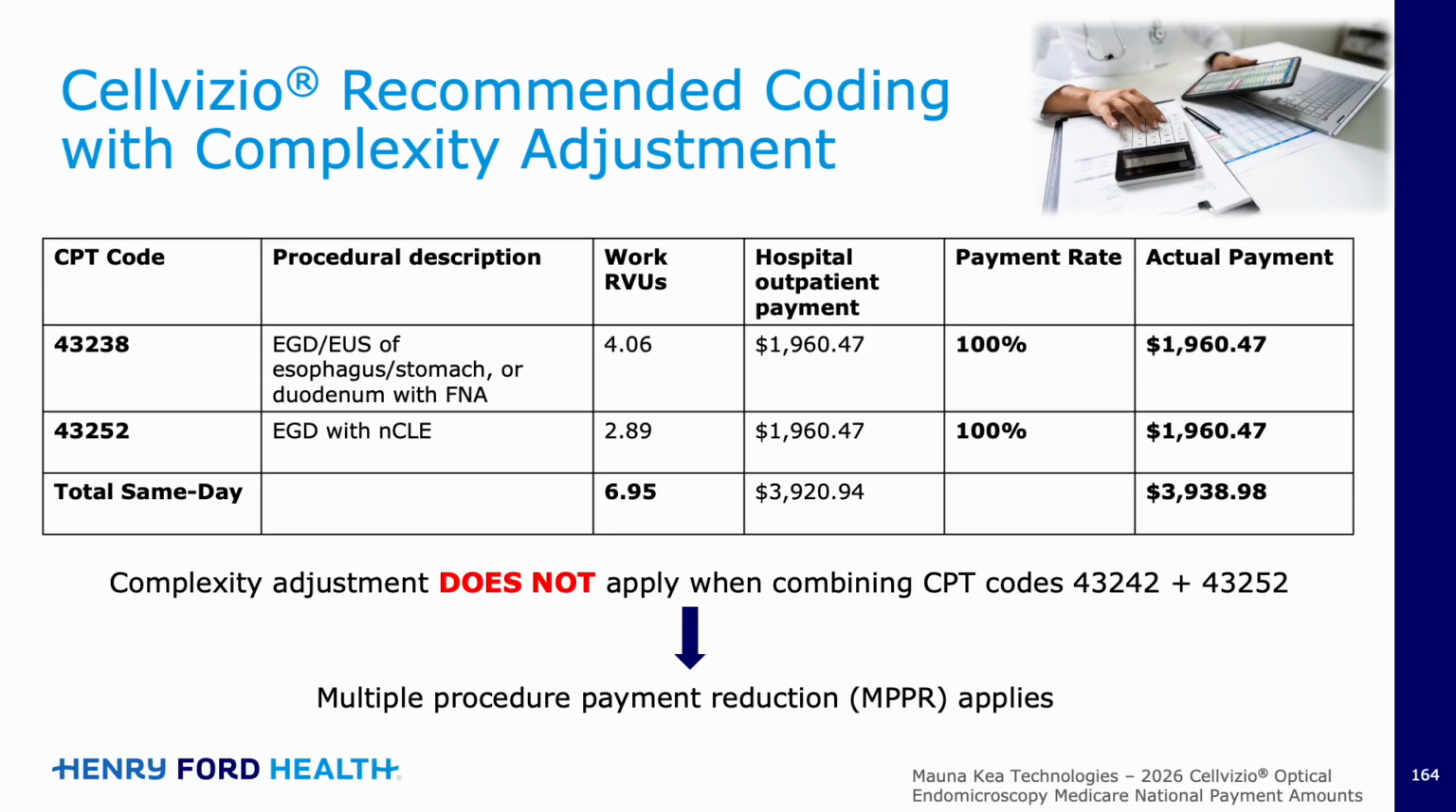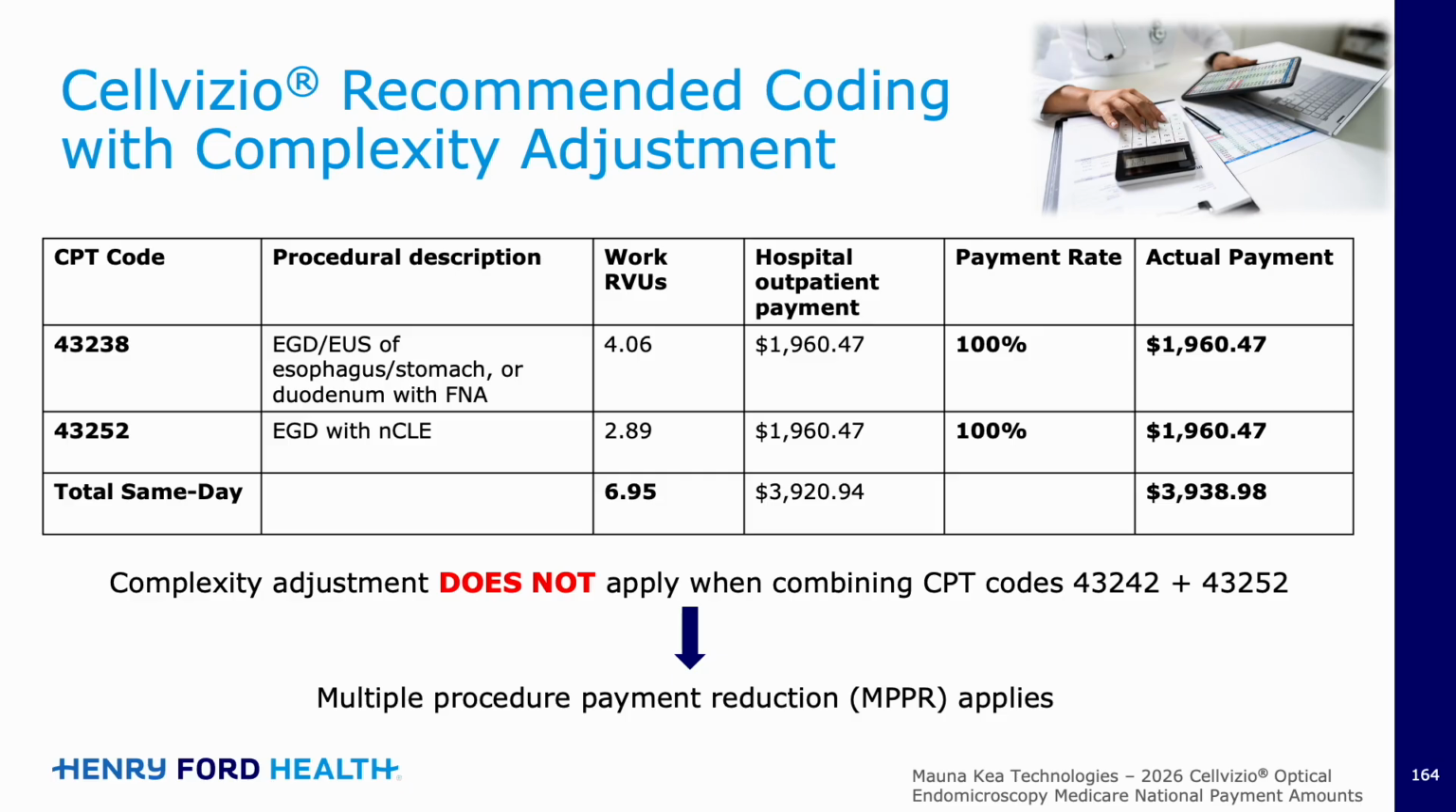The recommended code for the Cellvizio procedure is combining 43238 and 43252. And this specific combination of coding is eligible for what we call complexity adjustment.